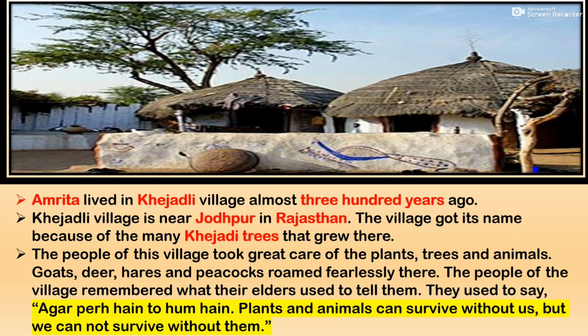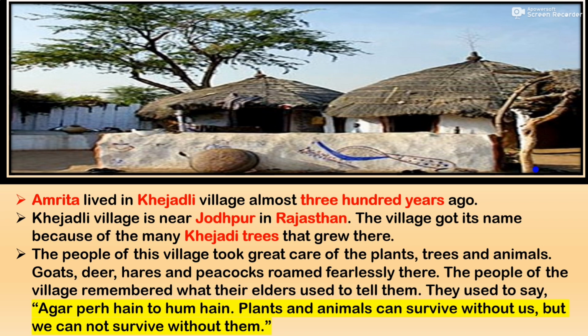Now we will come to the story. This is the story about Amrita, who lived in Khejrali village almost 300 years ago. Khejrali village is near Jodhpur in Rajasthan. The village got its name because of the many khejri trees that grew there. That's why the village got its name as Khejrali, because khejri trees grew there in large numbers.